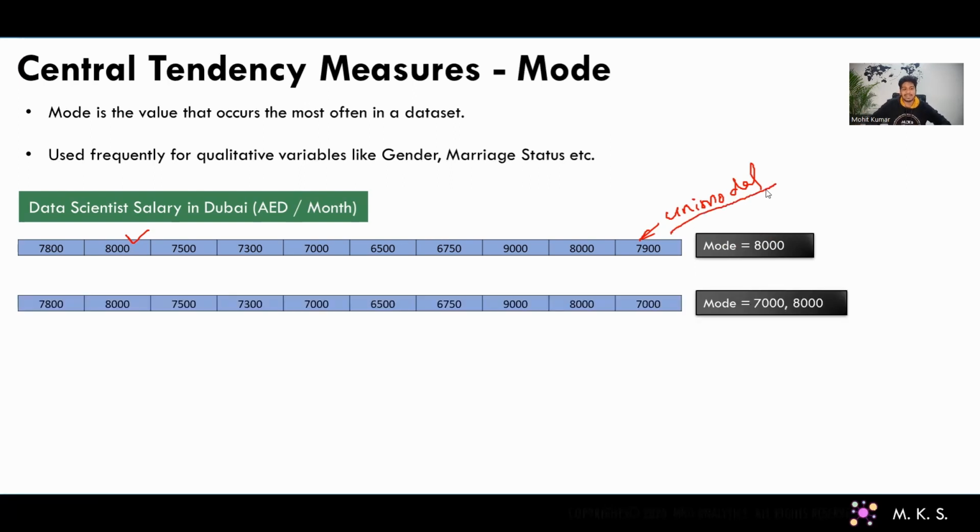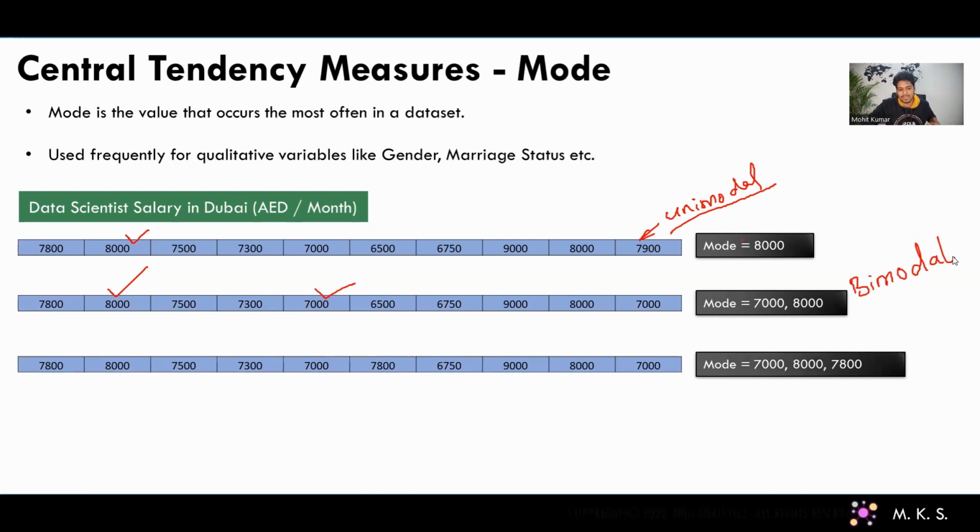Now we can have a data set where we have two values which are present with the same frequency. Like in this particular case, 8,000 and let's say this 7,000, these two are present twice, right? So they are present with the same frequency. So now here the mode is 7,000 as well as 8,000. This kind of data we call bimodal data, guys.